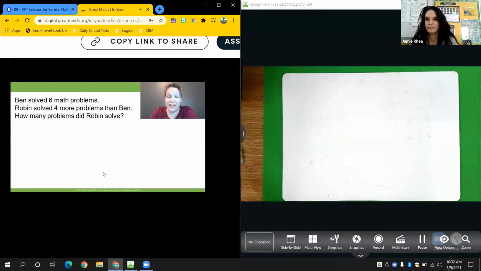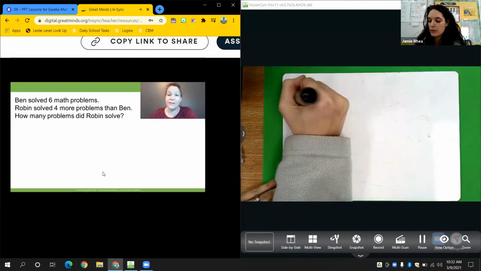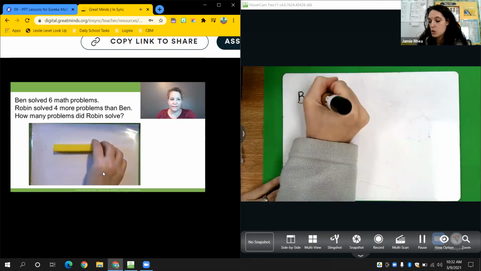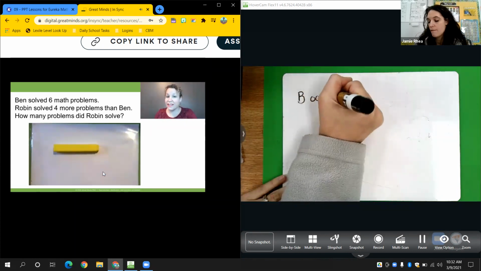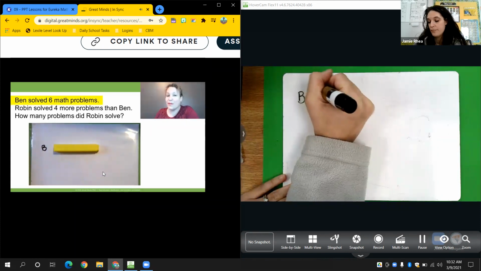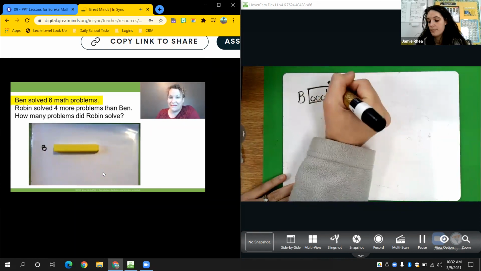Let's start by representing Ben's 6 math problems that he solved. We can do that with linking cubes or any small object. I'm going to draw. 1, 2, 3. I'm using linking cubes, and there are 6 of them. This represents Ben's math problems. Go ahead and label your 6 items with a B for Ben.